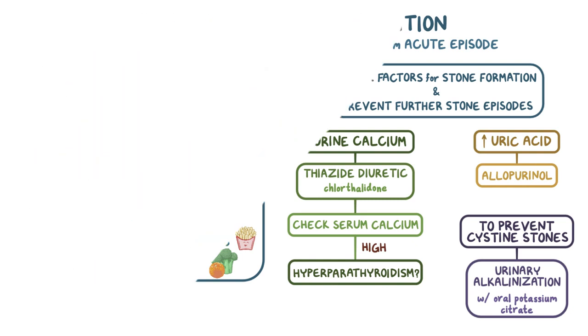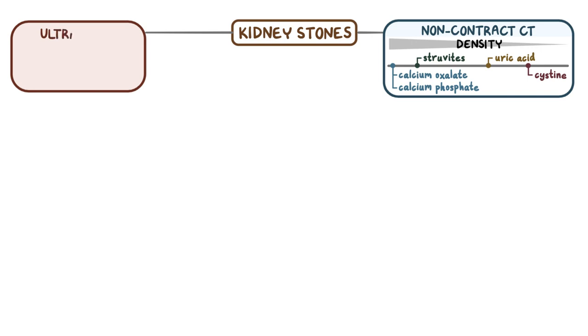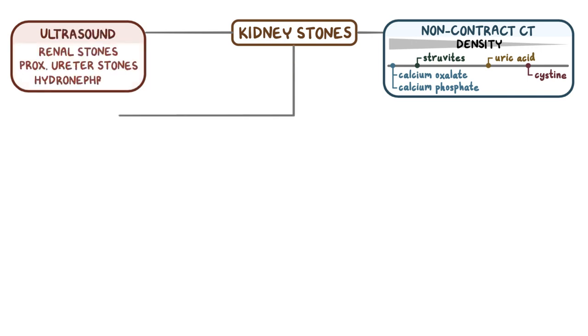Alright, as a quick recap. The best test for identifying a kidney stone is a non-contrast CT scan, where calcium oxalate and calcium phosphate stones are radiopaque, struvites have a lower density than calcium stones, and uric acid and cystine stones have an even lower density. The ultrasound can identify renal stones, or proximal ureter stones, and hydronephrosis.